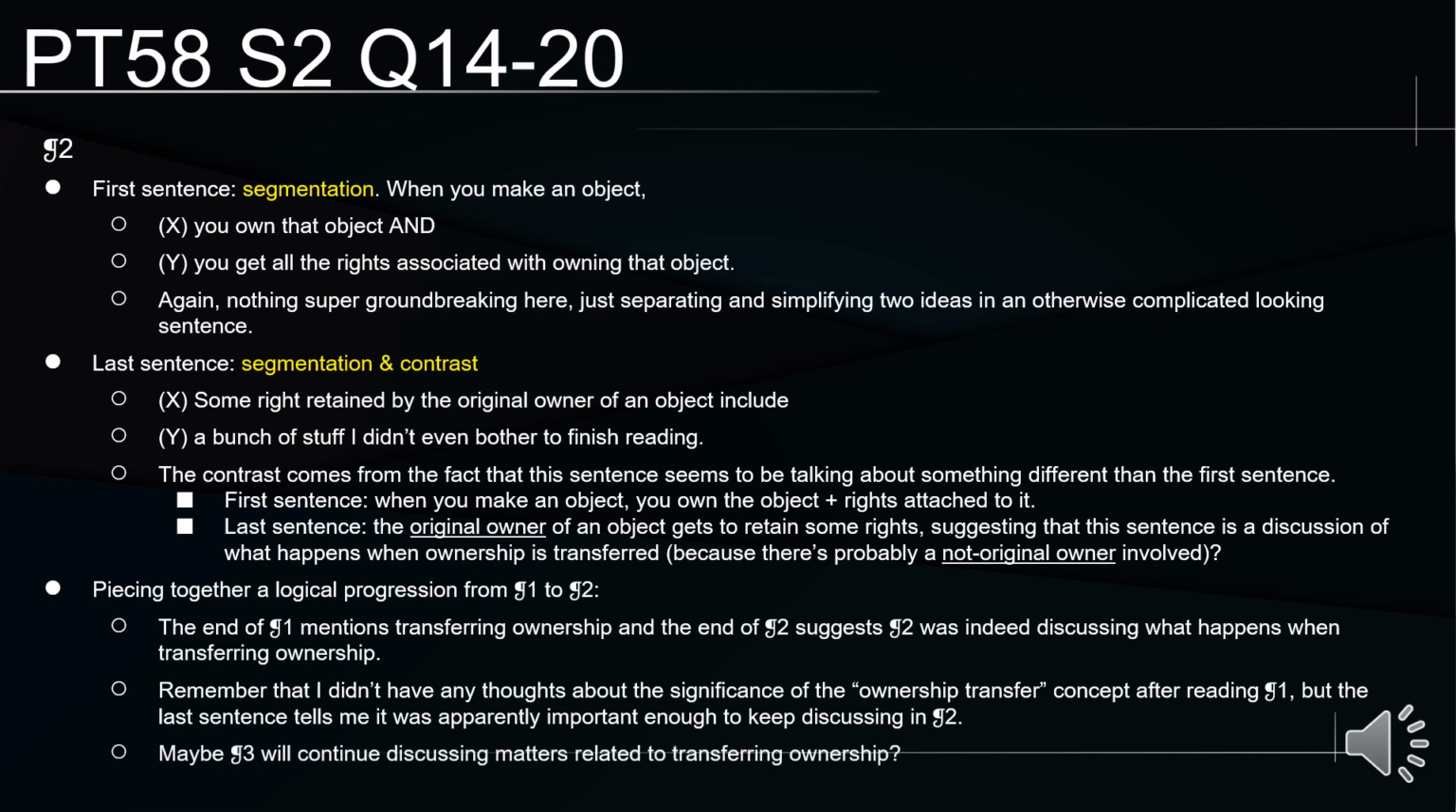So maybe paragraph 3 will continue discussing matters related to transferring ownership. I'm not sure. And again, this is just simply because I didn't really register anything particularly important about transferring ownership as a concept when I finished paragraph 1. But by the time I finished paragraph 2, I realized that, hey, it seems like paragraph 2 actually kind of continued the discussion where paragraph 1 dropped off about ownership. So I guess transferring ownership is a thing that this passage cares about. I don't know if I'd call it the main purpose just yet, but it seems like there's a good chance that paragraph 3 is going to continue discussing it. But then again, I could be wrong, but that doesn't really bother me. I just have a guess as to where this is going, and if it turns out different, it turns out different. That's why we actually have to kind of read the thing, right?